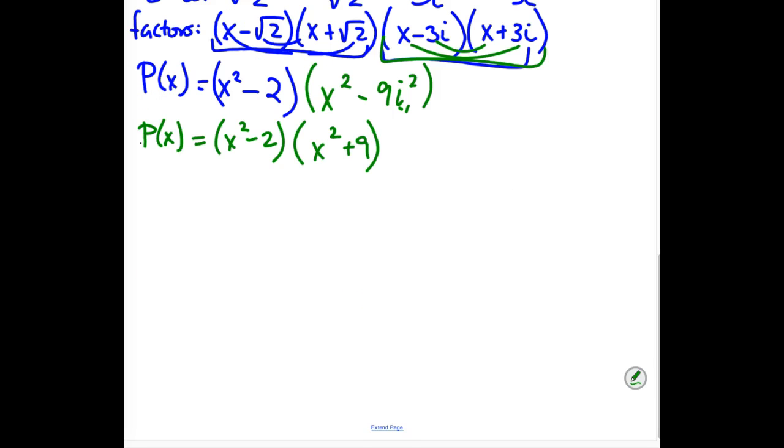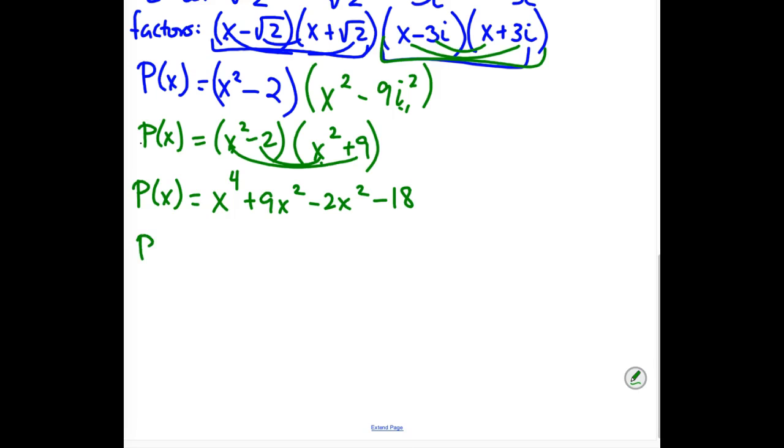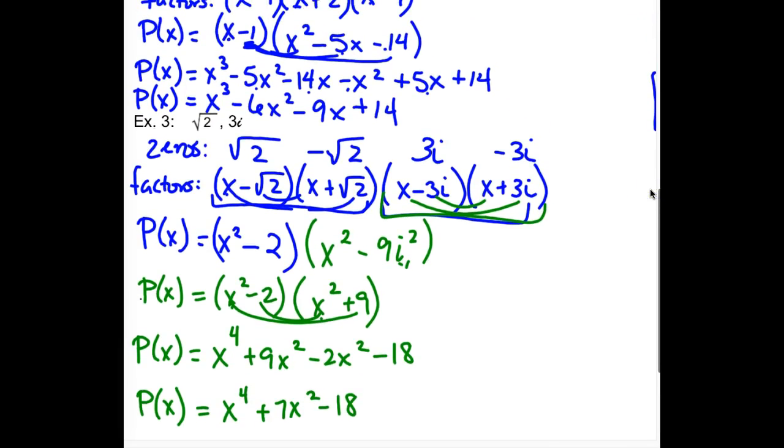All right, and now I need to FOIL those together. So p of x equals x squared times x squared. All right, first term is going to be an x to the 4th. Outsides is 9x squared. Insides, negative 2x squared. And last would be negative 18. Combining my like terms, I have the polynomial x to the 4th plus 7x squared minus 18. Now, if we were to graph that, we are going to see x-intercepts at the root 2 and the negative root 2, but we would not see the imaginary ones.